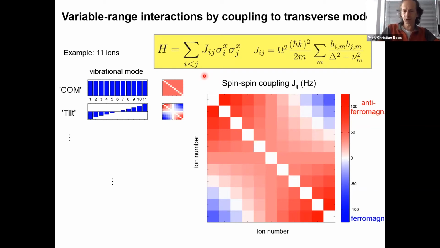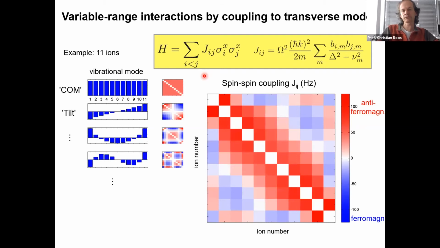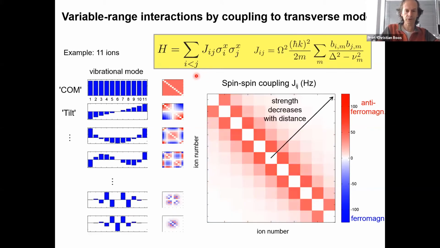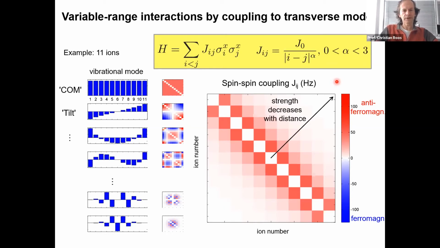And then you can keep adding more and more contributions from the other vibrational modes, in this example where you have 11 ions. You see in the end, we end up with a coupling matrix which is more or less homogeneous across the ion string and which falls off with distance. If you model this, you can see that to a good approximation you can describe this coupling matrix by a power law, with some exponent alpha, which describes how the coupling between ions decreases with the distance between the ions in the string.